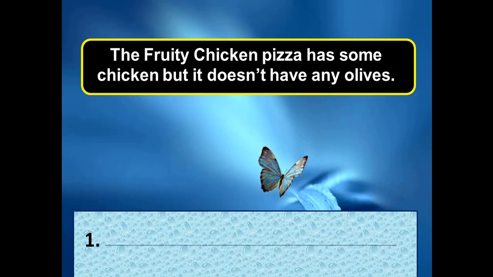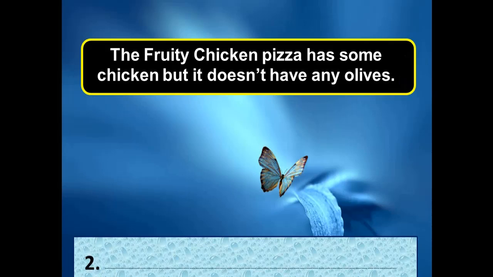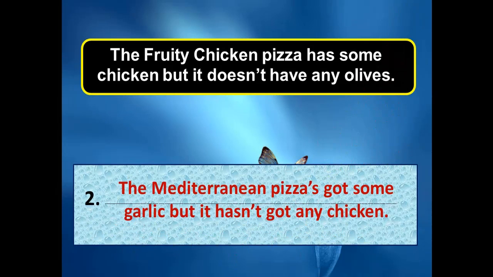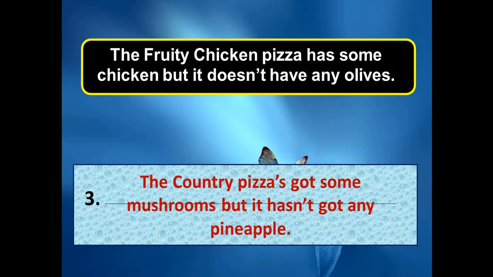Now let's move to the second one. What should we say? The normal pizza has got some cheese, but it hasn't got any peppers. Write it down. Number two. The Mediterranean pizza has got some garlic, but it doesn't have any chicken. Number three, the country pizza has got some mushrooms, but it hasn't got any pineapple. We can say the country pizza has, without got, some mushrooms, but it doesn't have any pineapple. Yes.